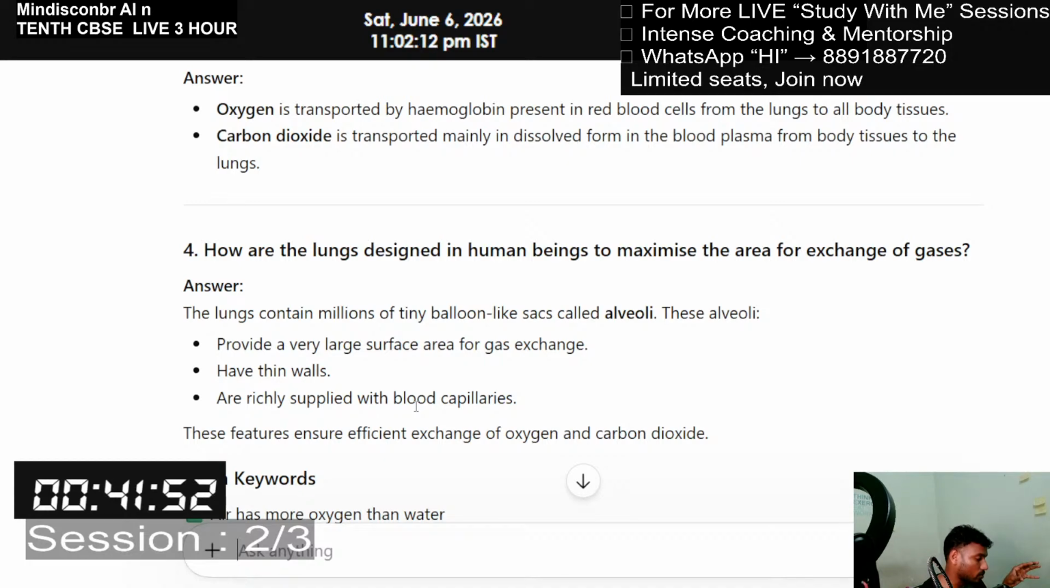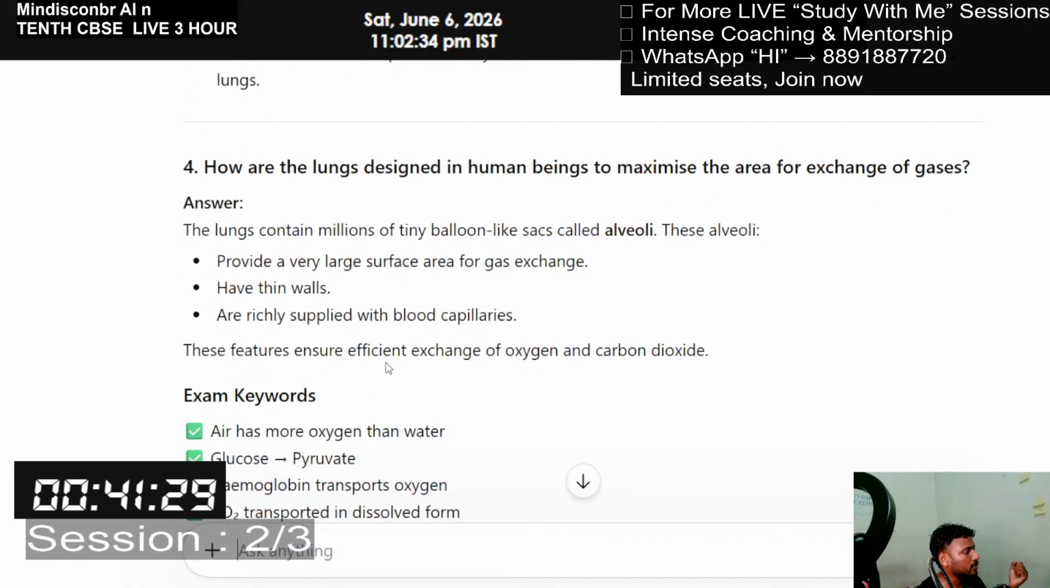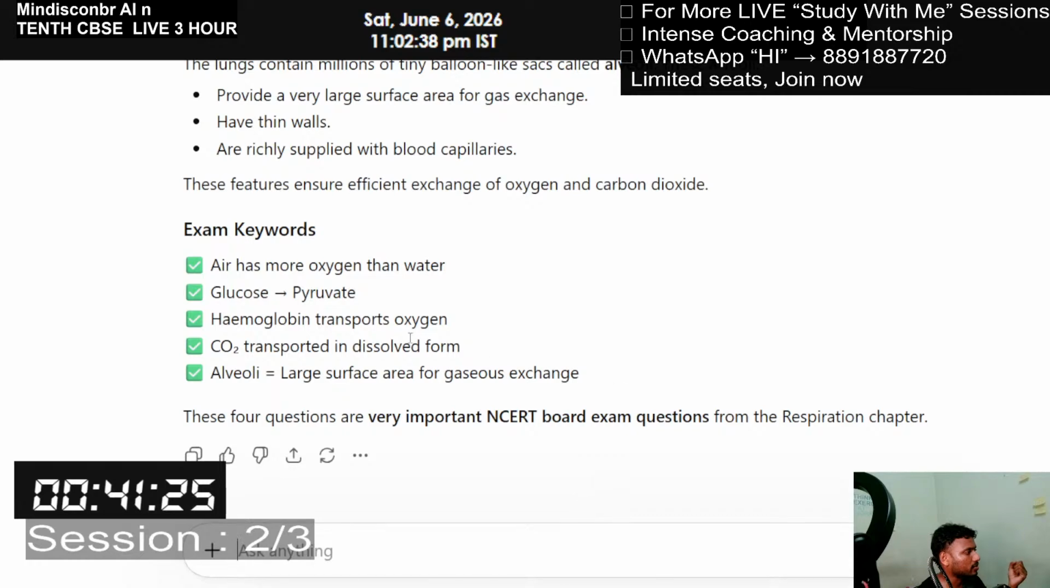So the lungs contain balloon-like structures called alveoli, and this alveolar wall is large, thin, and contains a large amount of blood capillaries. These features ensure efficient exchange of oxygen and carbon dioxide.